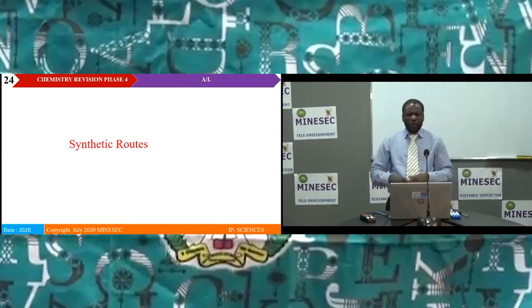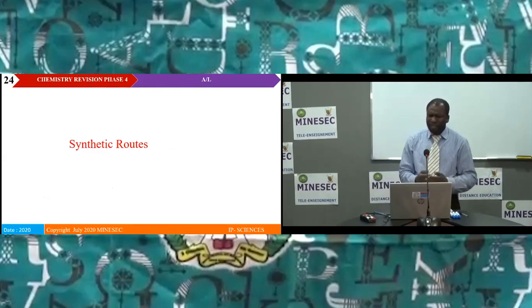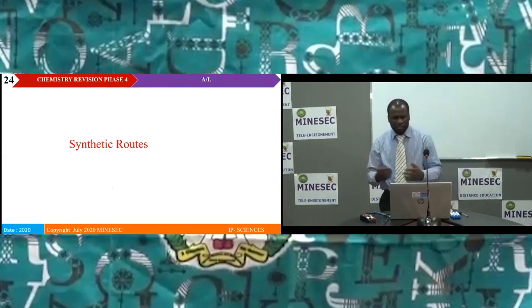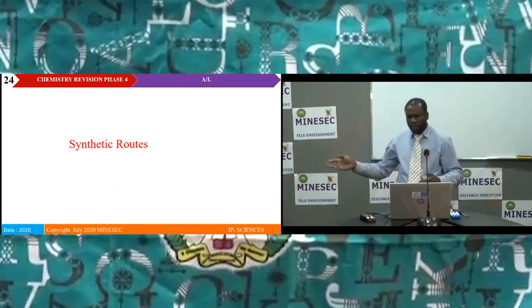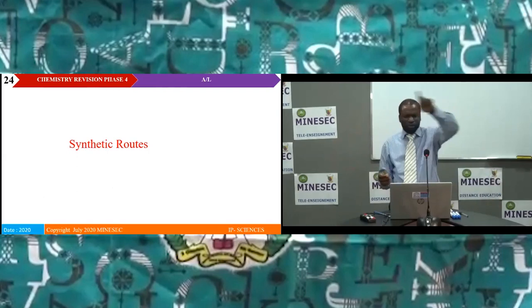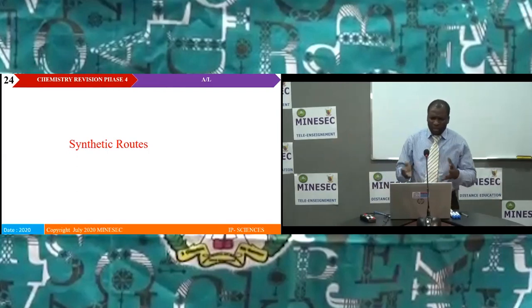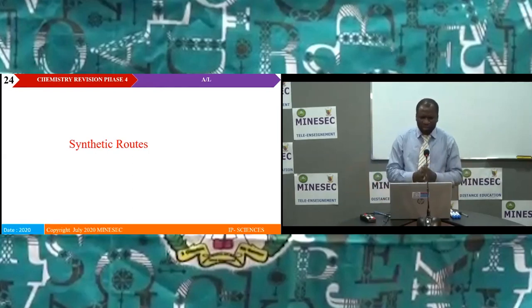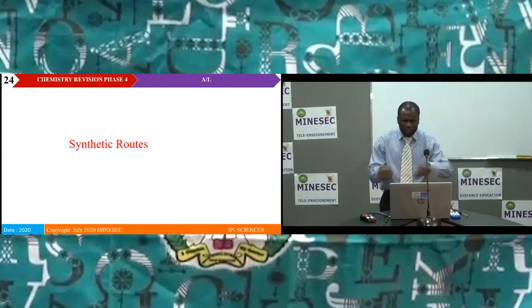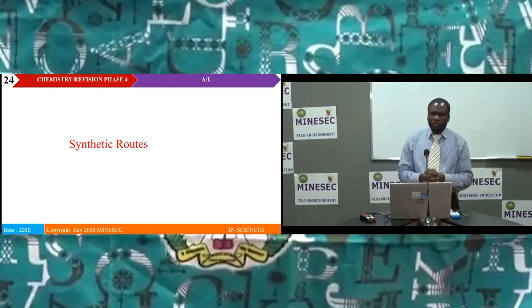Synthetic routes. We equally saw synthetic routes where we carried out interconversions from one homologous series to the other, cutting across the entire organic chemistry, and we equally saw reactions within a particular homologous series.